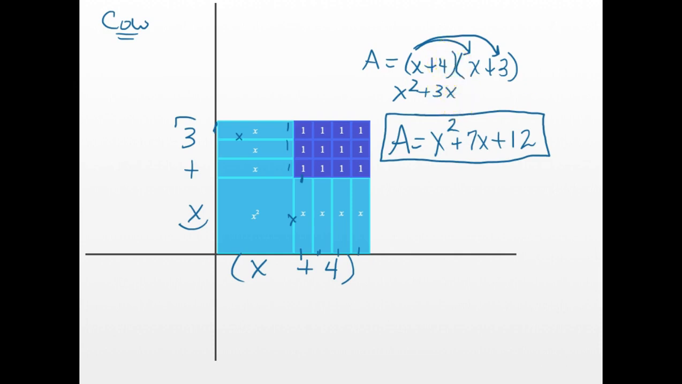Now I've got to distribute the second term to each of the terms in my second factor. So I've got 4 times x, which is 4x, plus 4 times 3, which is 12. Next, I'm going to combine my like terms. So I'll combine the 3x and the 4x, and you can see how we get from here down to here. So I've got x squared plus 7x plus 12.